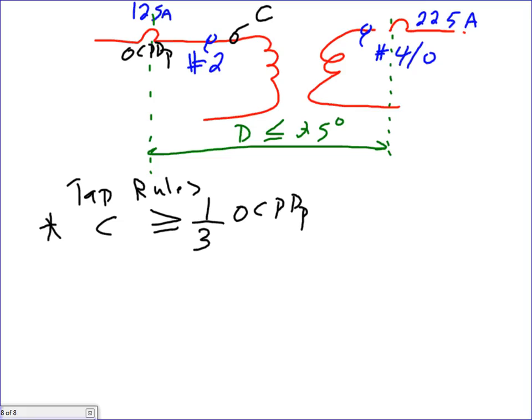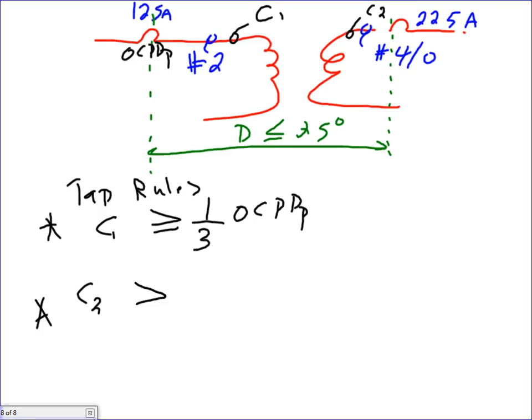And we'll try it right now. I'm going to call this C1, and C2 is the conductor right here. C2, conductor number 2, guys. The same rule.